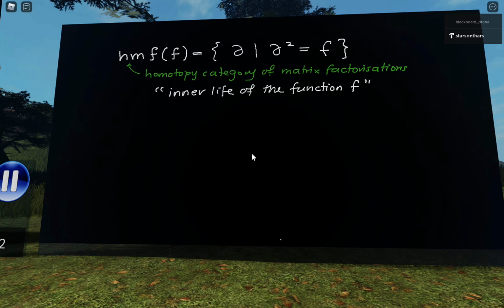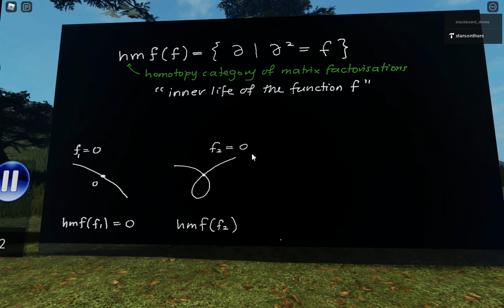Now, by this definition of the inner life, a function which defines a submanifold, so something which has at every point of the vanishing locus some partial derivative of f being non-zero, let's call that f1. The homotopy category of such a function is just the zero category. So such a function has no inner life by this definition. Perhaps the next most interesting example is a node that has a slightly interesting associated category, and then perhaps a cusp.